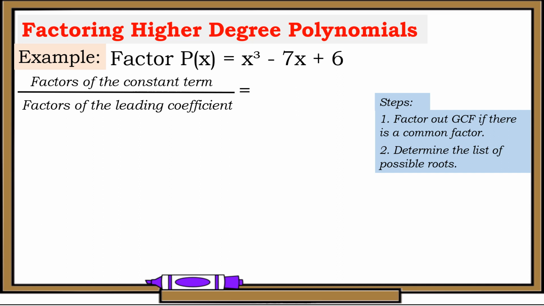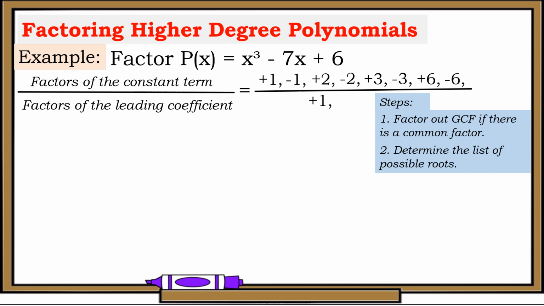The factors of the constant term are positive 1, negative 1, positive 2, negative 2, positive 3, negative 3, positive 6, and negative 6. Yan lahat yung factors ng positive 6. And we know that the leading coefficient is 1. So the factors of 1 are positive 1 and negative 1.